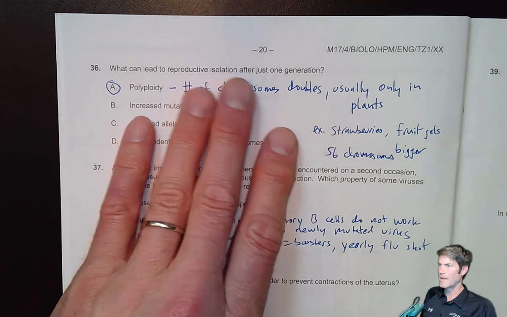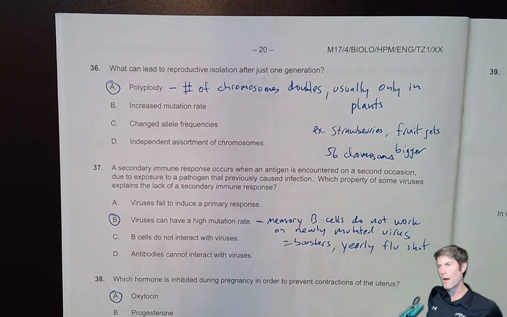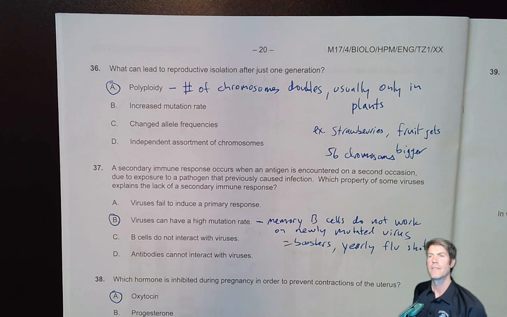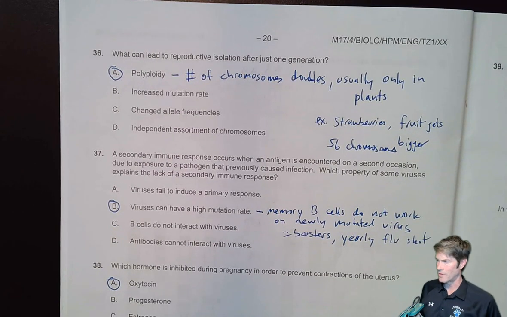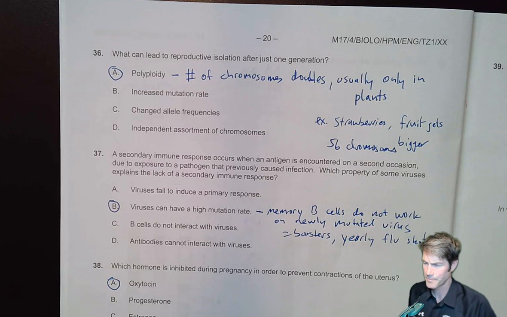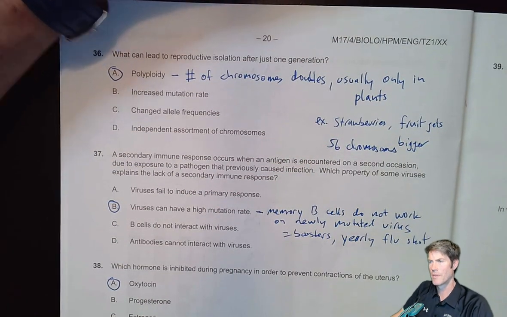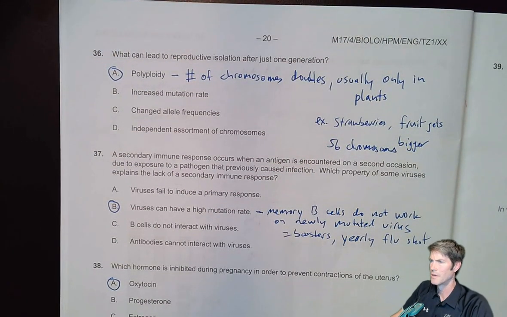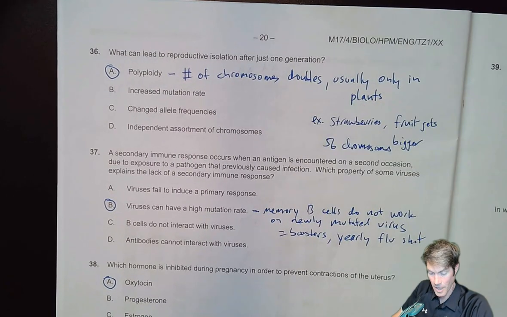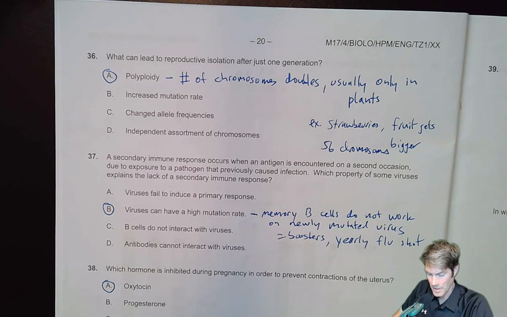Alright, reproductive isolation after one generation, that would be polyploidy. And the reason is that involves the doubling of chromosomes. And if you double the chromosomes, you're not going to be able to breed. Remember, our organisms have real trouble if you mess with the number of chromosomes. Down syndrome, just an extra chromosome, causes major problems. None of these other things are going to cause reproductive isolation after one generation.